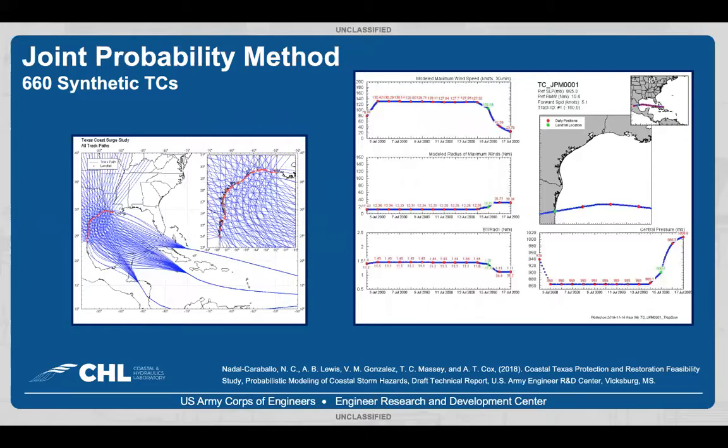660 synthetic tropical cyclones were modeled for the Coastal Texas Comprehensive Study, effectively mapping the practical probability space using the JPM. The image on the left shows the synthetic storm tracks. The image on the right shows the synthetic modeled storm parameters for one of the coastal Texas storms. The storm intensity, which dominates the storm response, is fairly consistent over most of the storm life until about 90 nautical miles from the shore, where it begins to infill and decay. This behavior is consistent with historical storms.